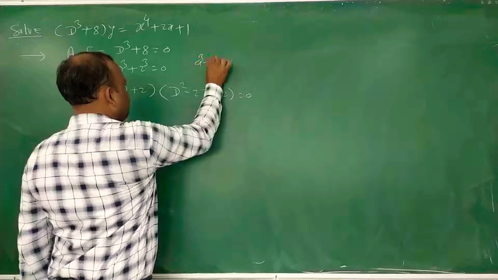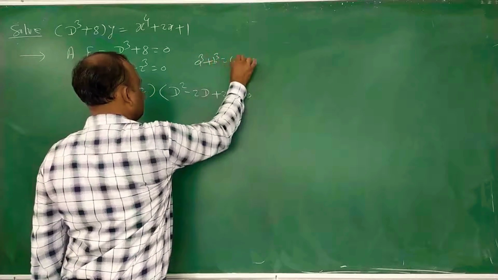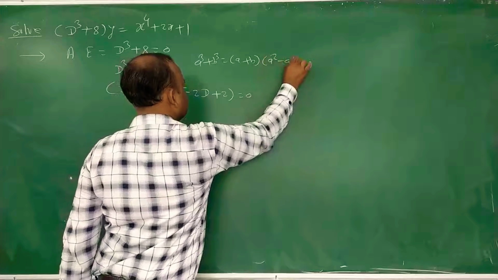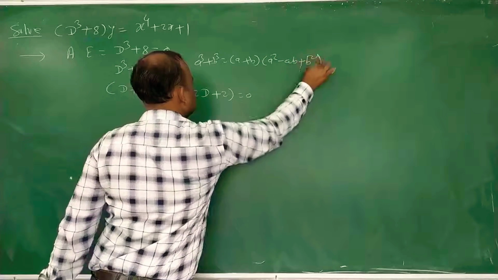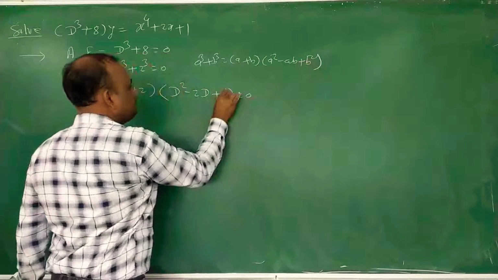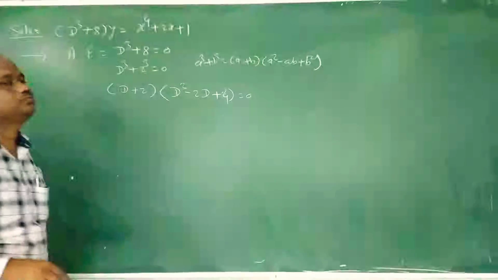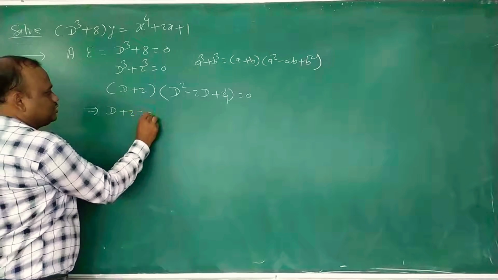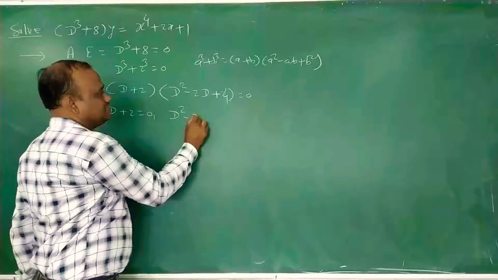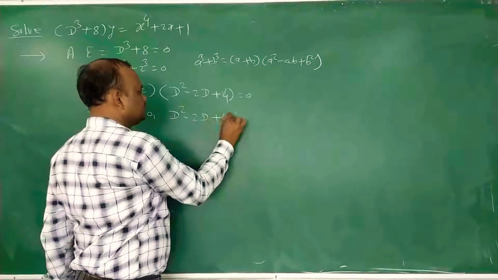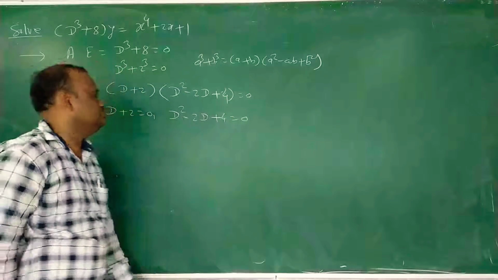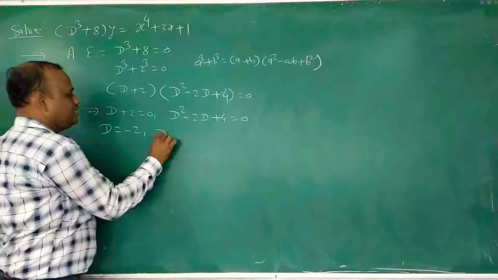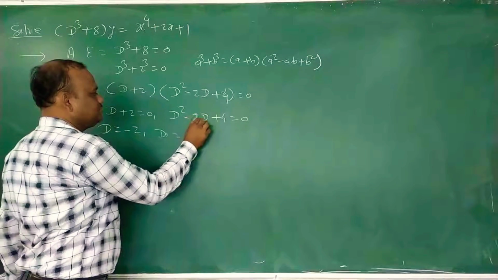Means a cube plus b cube, use this formula, is equal to (a plus b) into (a square minus ab plus b square). So b square is 4, b is 2. So from this we can write either D plus 2 equal to 0 or D square minus 2D plus 4 equal to 0. So D equal to minus 2 and D equal to, use here minus b plus or minus formula.